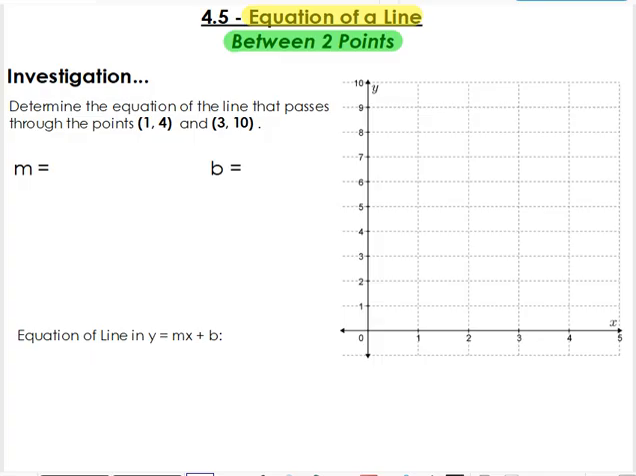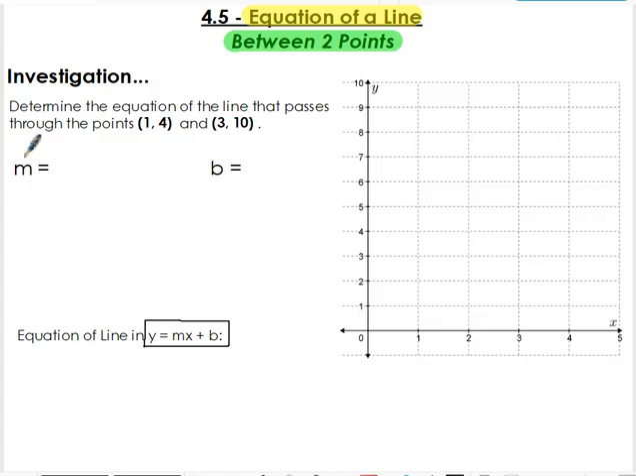So to start off, I have a little investigation here. And it says, determine the equation of a line. So the moment you hear the equation of a line, you know that they want this y equals mx plus b. So determine the equation of a line that passes through the points 1, 4 and 3, 10. Now, you could pretty much do every single question this way in this investigation, but it might not be the most efficient way. So let's first use the tools that we know.